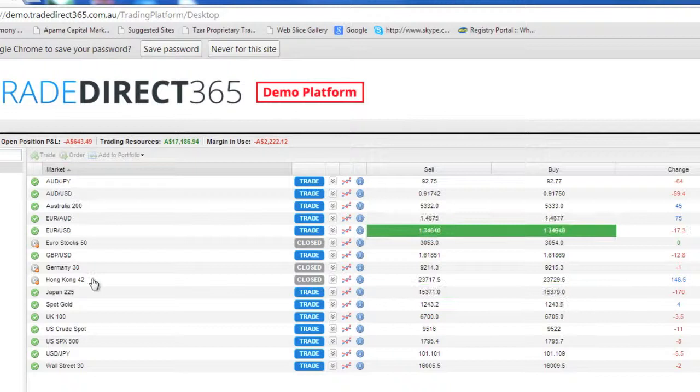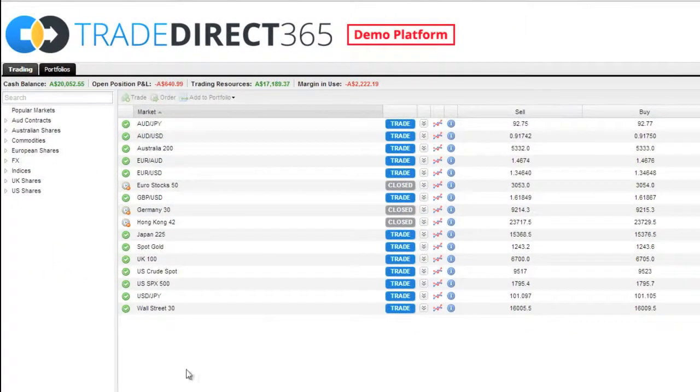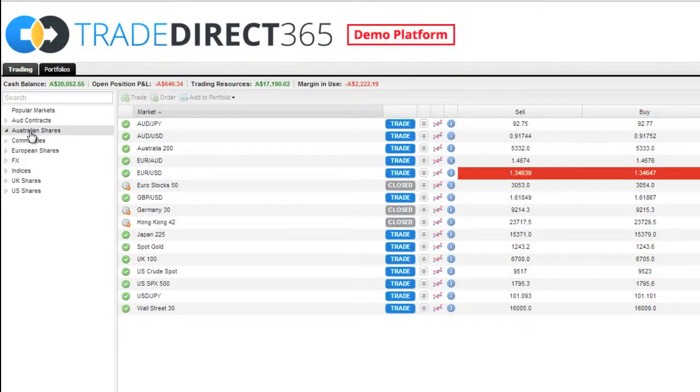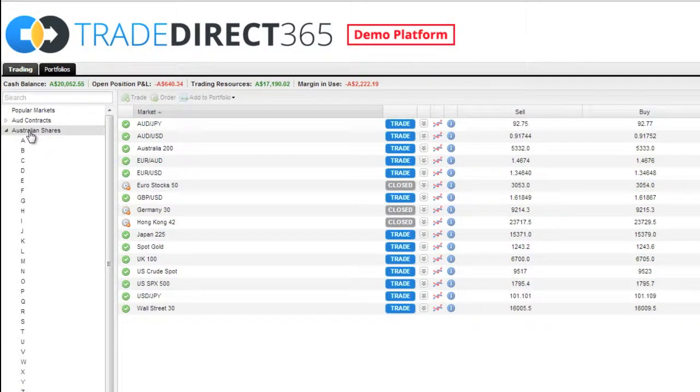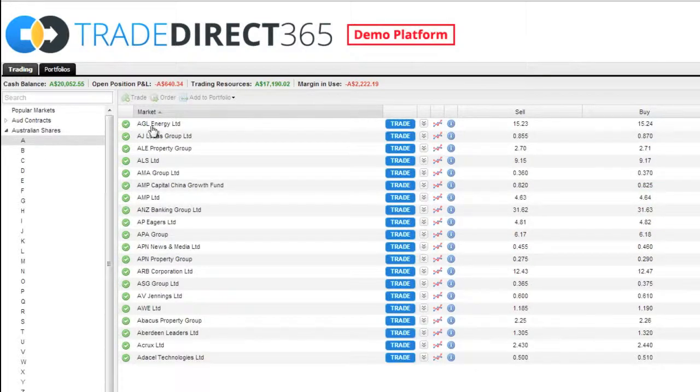So you can see there's a good list here of different markets, and markets that are more of the popular trading type markets on this particular list. Once we go into some of these other markets, we can see that there's Australian shares here, and obviously in Australia there's going to be a lot of focus on trading CFDs in the Australian market. They're listed in alphabetical order, and let's just click on the A's, some of the stocks here that pop up.